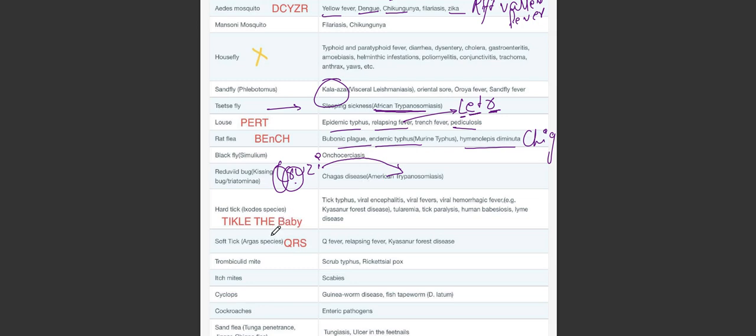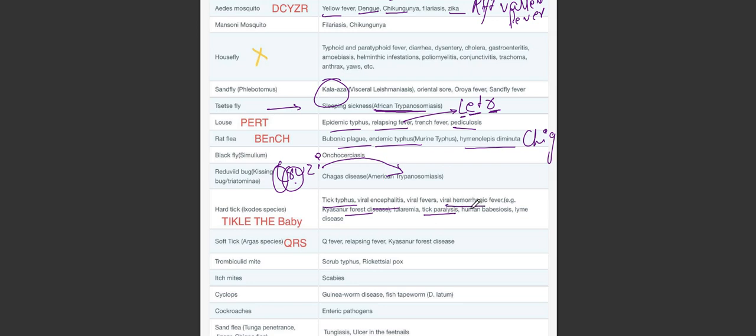Then hard tick, whose mnemonic is the longest, like TICKLE THE BABY. T is for tick typhus. I is for Indian. K is for KFD, which is present in India. L for Lyme's disease. E for viral encephalitis. T for tick paralysis. T is also representing tularemia.